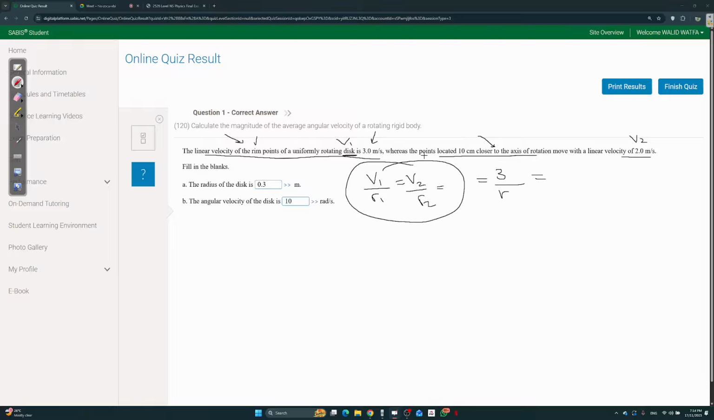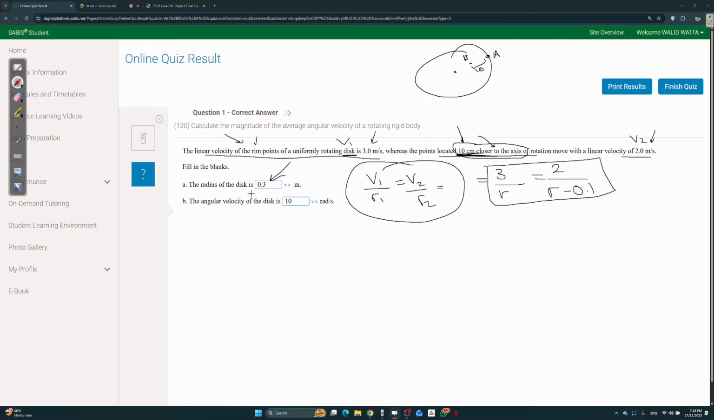Equals V2 over R2. The second velocity is 2, over the second radius, which is the original radius, but 10 centimeters closer. So minus 0.1. Why 0.1? Because it's in meters, and why did I do minus? Because it's closer to the axis of rotation. If you have the circle, point A is here, point B would be over here, which is 10 centimeters closer. Okay, so you get this. Cross multiplication will get you r is equal to 0.3.